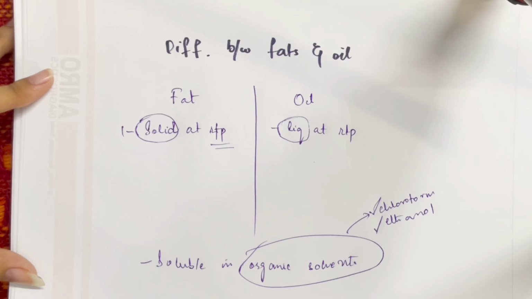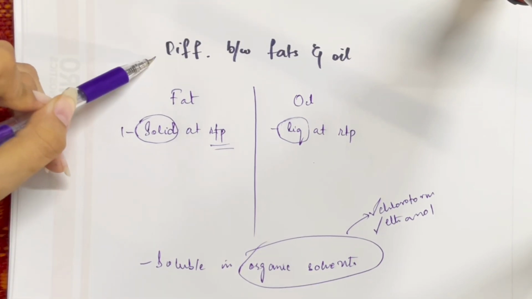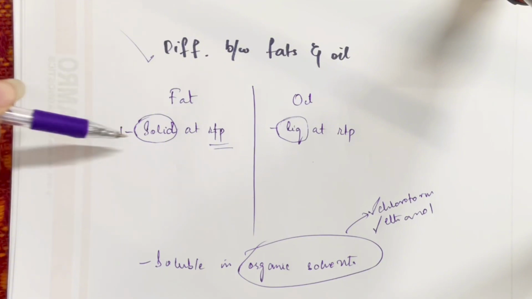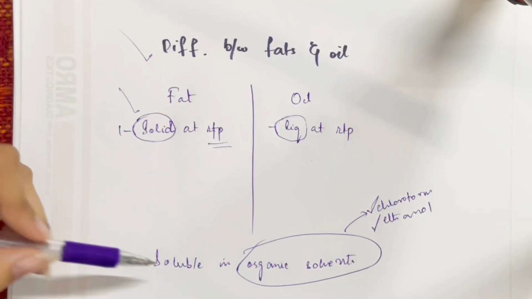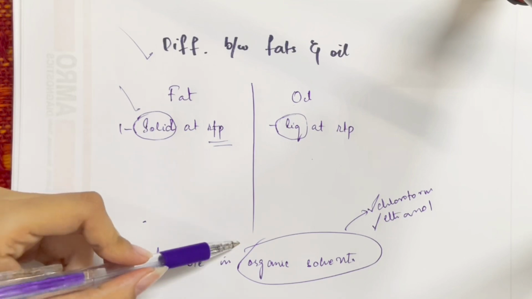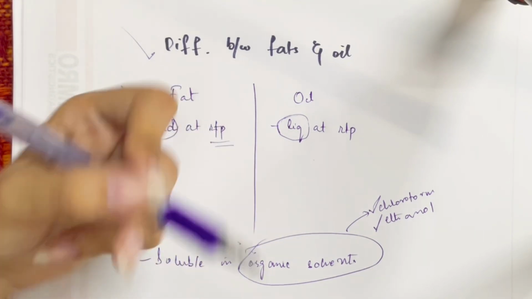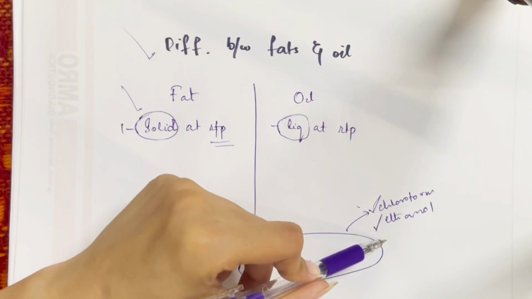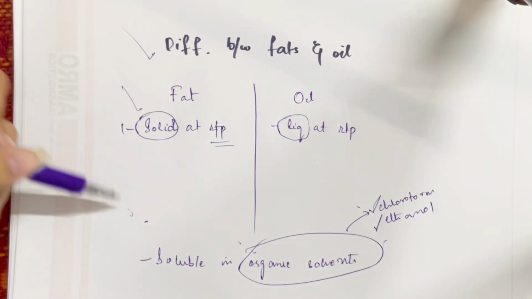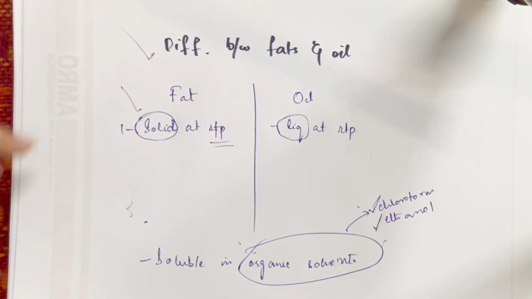These are some points that often come in your MCQ-based questions: what is the difference between fats and oils. All you need to remember is that fats are solid at room temperature and oils are liquid at room temperature. Another pointer says that they are only soluble in organic solvents, by which we mean chloroform and ethanol. These two pointers are very important and are also mentioned in your syllabus.